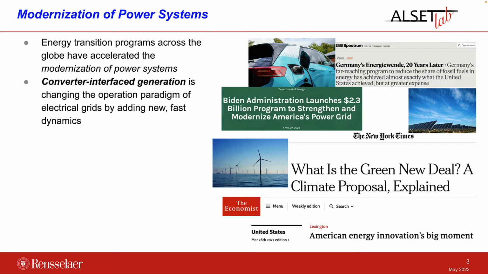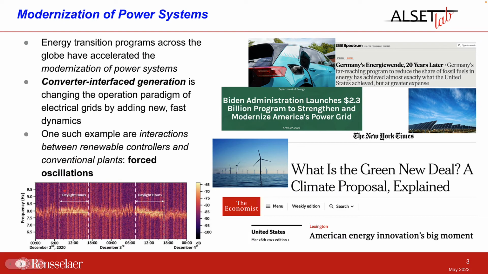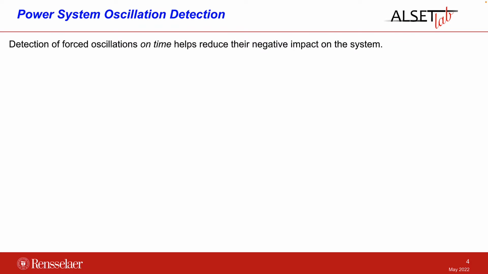The problem is that they introduce new fast dynamics, and this can result in unwanted interaction between their controllers and the controllers of conventional plants. This phenomenon is known as forced oscillation in power grids, and here we have an example. In this case, a PV plant is introducing an undesired 8 Hz oscillation to the main system while it generates power. The problem with these oscillations is that they have to be detected on time so that remedial actions can be taken to reduce their negative impact on the system.